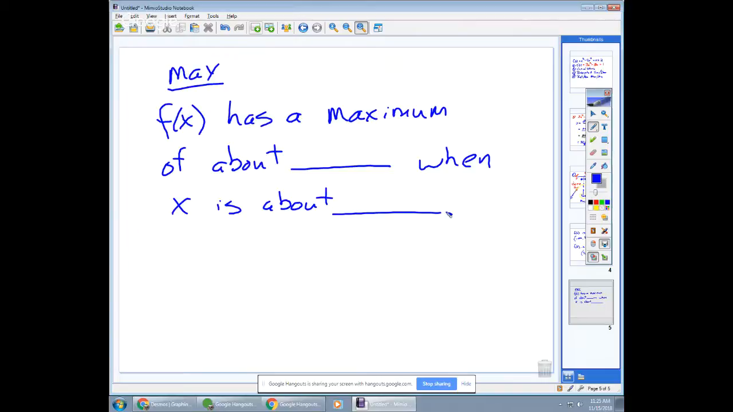So here's one fill-in-the-blank sentence for that. So I would say f of x has a maximum of about, it was 2-ish, right? 2.06-ish. When x was about 0.13-ish. Okay. So the maximum is the y value, but the x value got us there. We had to find the x value first that led us to the max or the min. So you want to be careful about that when you're answering questions about maxes and mins.